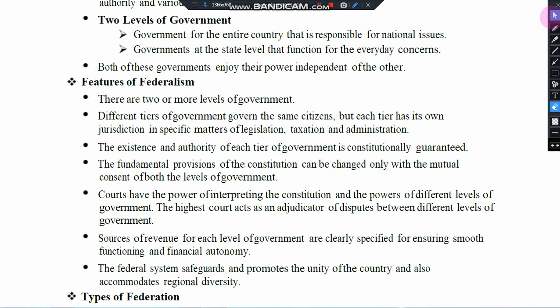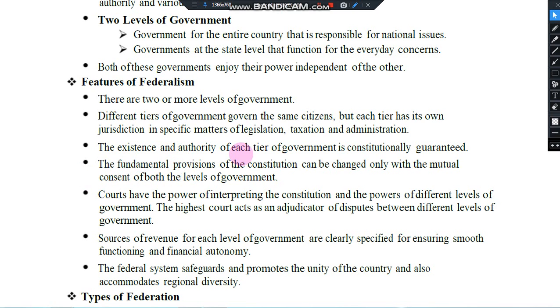Features of federalism. There are 2 or more levels of government. In India we have 3 levels of government, just as central government, second state government, and the local government. We'll be dealing with it afterwards. Different tiers of government govern the same citizen, but each tier has its own jurisdiction in specific matters of legislation, taxation, and administration. Means they do not interfere in one another's administration. Taxations are different, legislations are different.